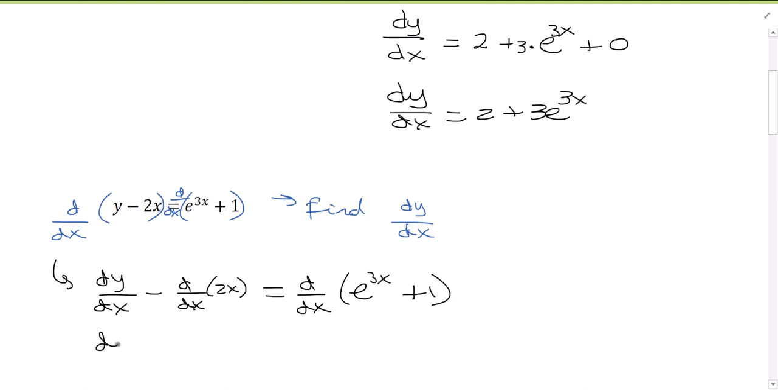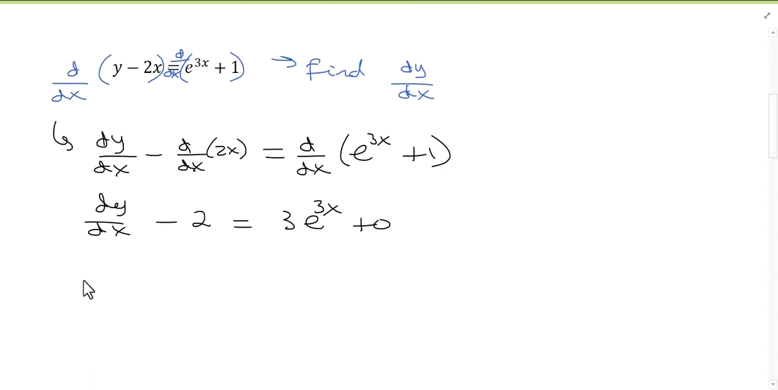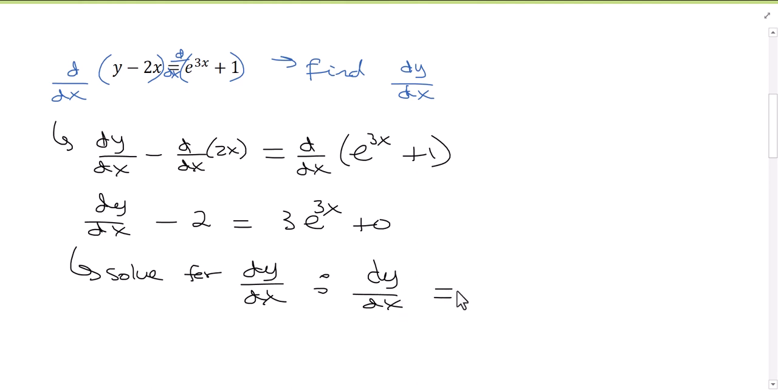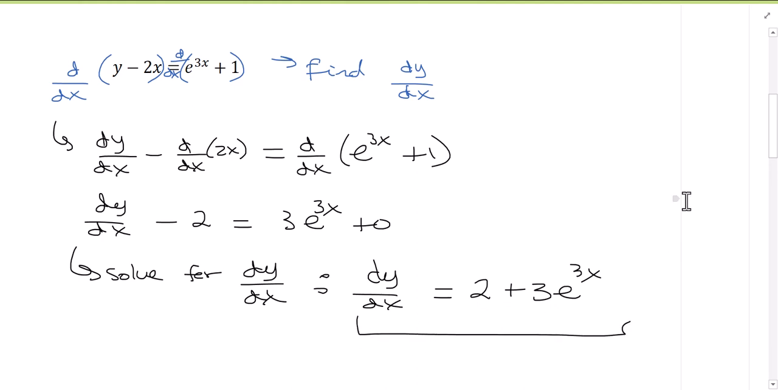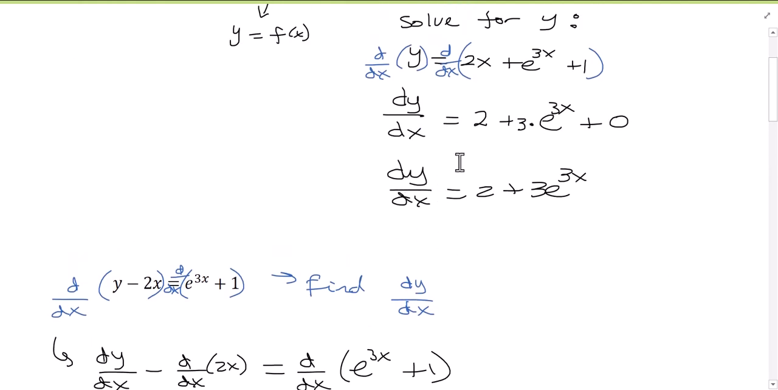And so here I just get dy dx minus the derivative of 2x with respect to x, which is just 2, and then 3e to the 3x plus 0. And now in this case, I'm solving for dy dx. And so that means add the 2 to both sides. So I'm going to have dy dx is equal to positive 2 plus 3e to the 3x. Do we get the same thing? Yes, right? So what's the difference?